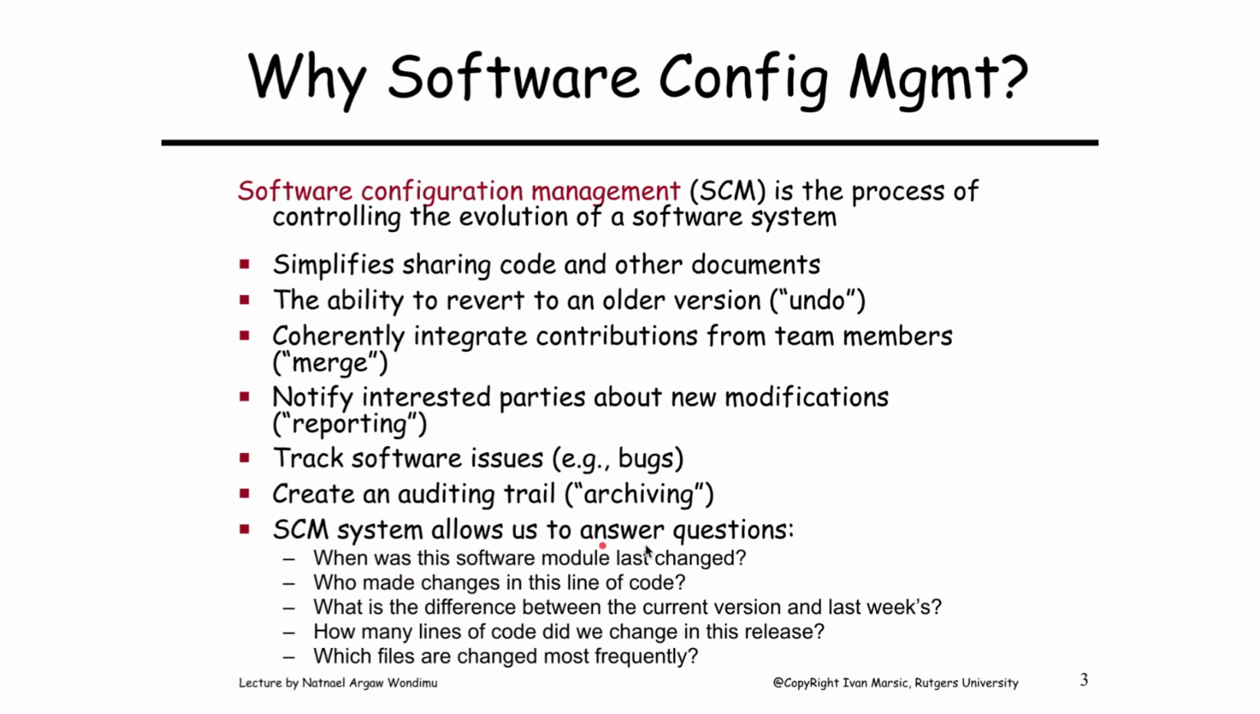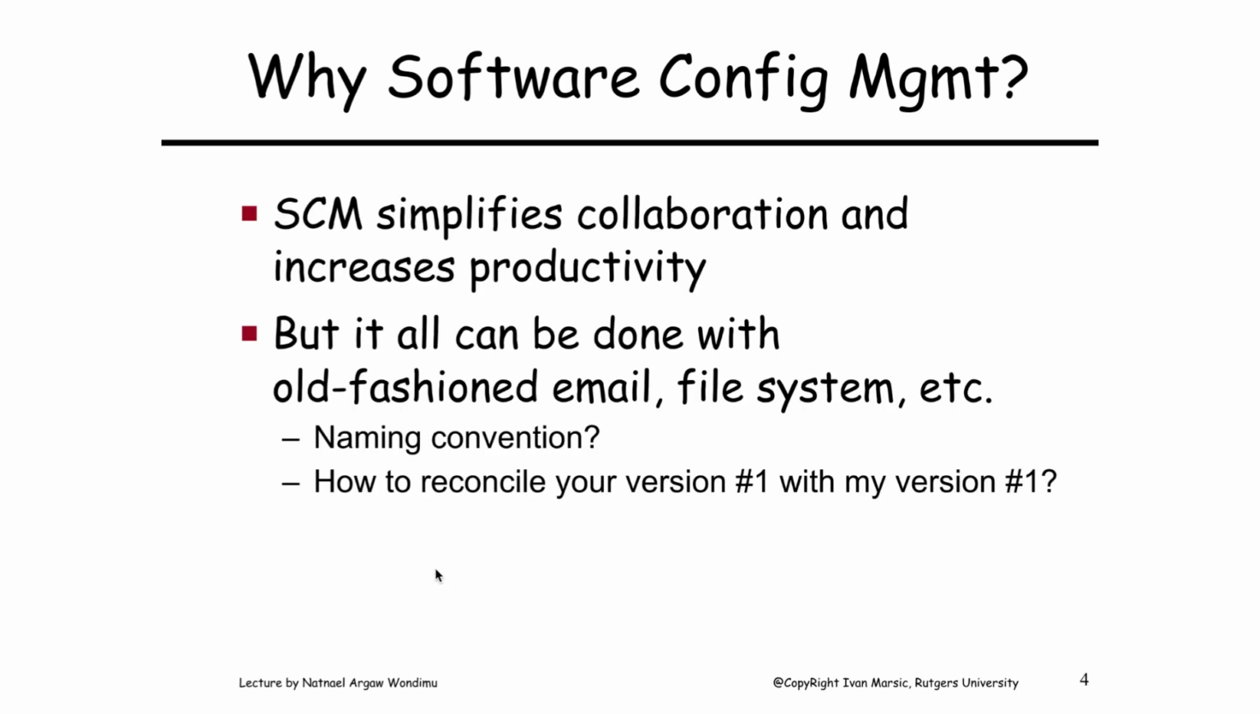A software configuration management system allows us to answer questions like: when was the last change on a given software component made, and who is responsible for that change? We can even deal with this at the per-line-of-code level. What is the difference between the current version and last week's version? This could also be answered if you are using a software configuration management tool. How many lines of code did we change in this release in relation to the other release? Which files are changed most frequently? Such very important questions can only be answered if you are using software configuration management tools. So from this perspective, software configuration management is an integral part of software engineering.